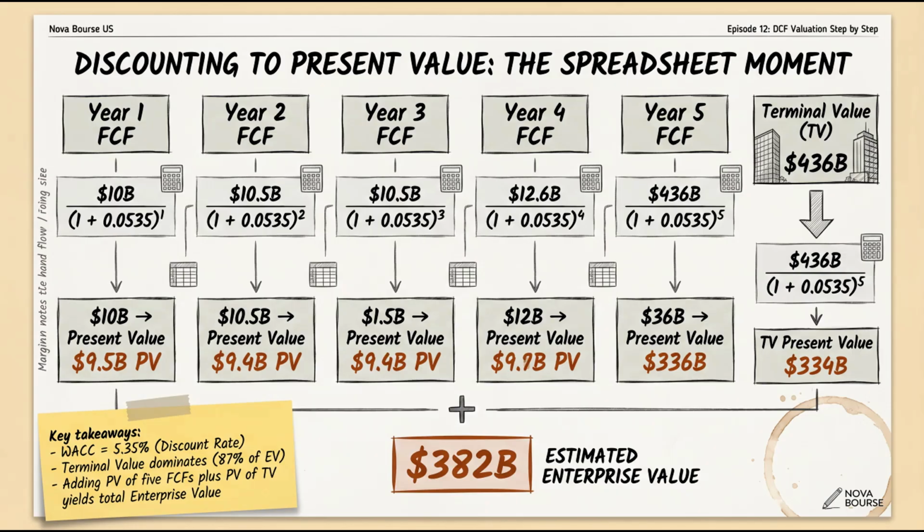Now, let's perform the spreadsheet magic. We discount each of our 5 projected cash flows back to today using our WACC of 5.35%. $10 billion in year 1 becomes $9.5 billion today, and so on for years 2 through 5. We also discount our $436 billion terminal value back 5 years, which gives it a present value of approximately $334 billion. When we add the present value of our 5 yearly cash flows to the present value of the terminal value, we arrive at a total enterprise value of approximately $382 billion.